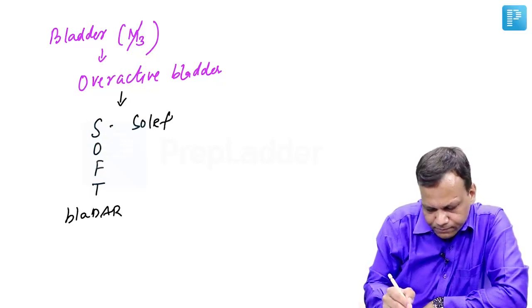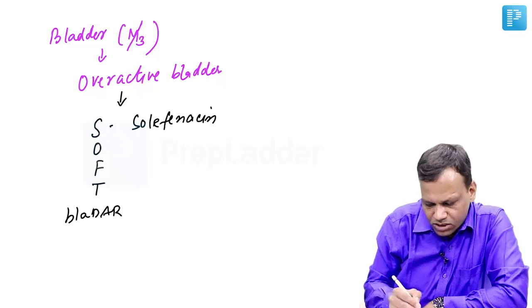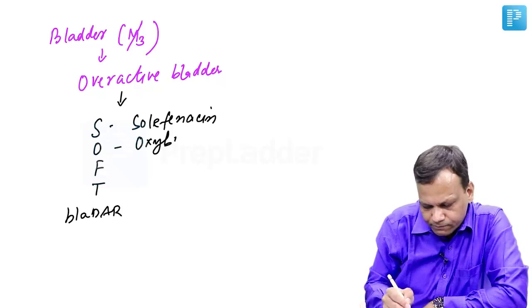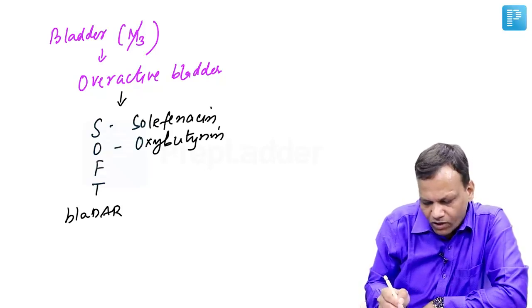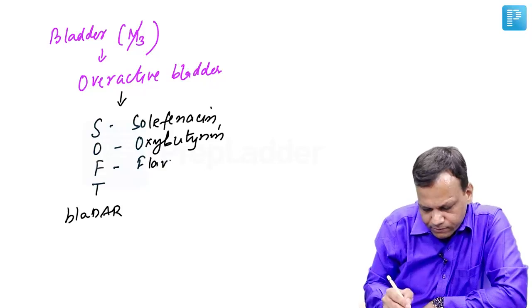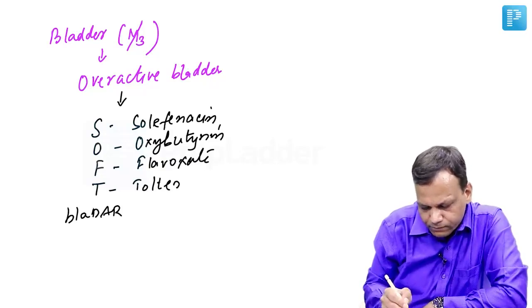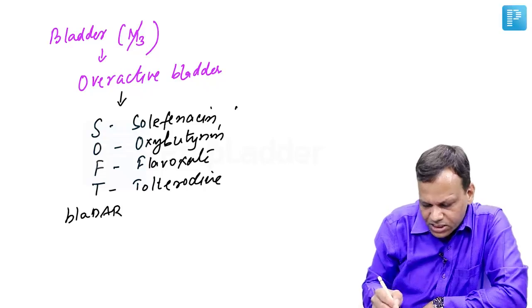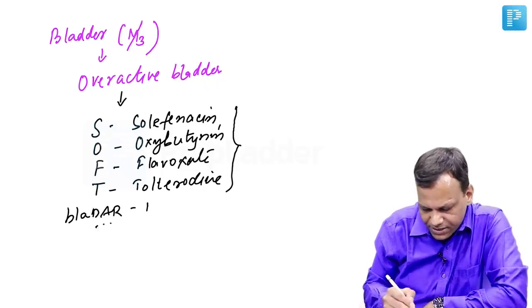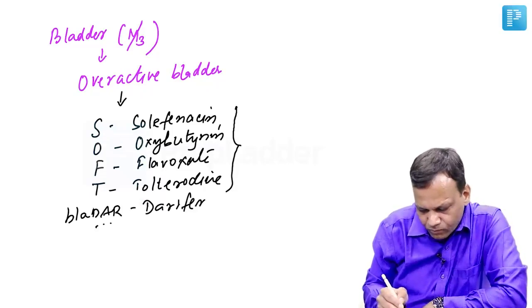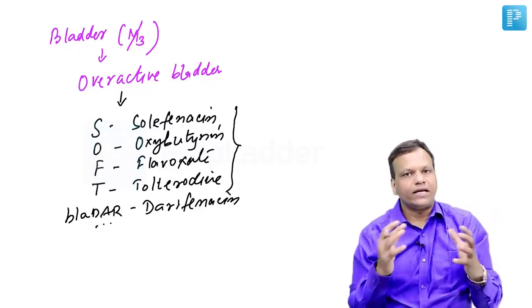solifenacin, oxybutynin, flavoxate, and tolterodine. These will relax the bladder, and DAR means darifenacin. So they are used in overactive bladder.